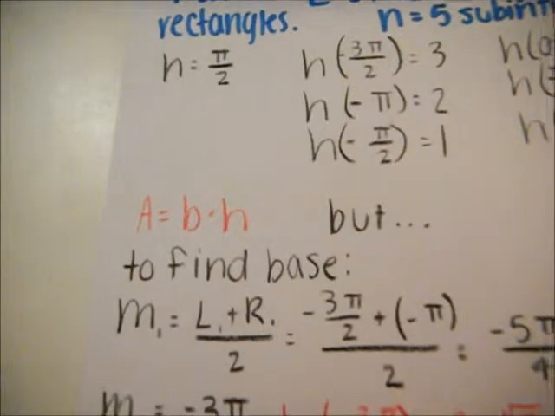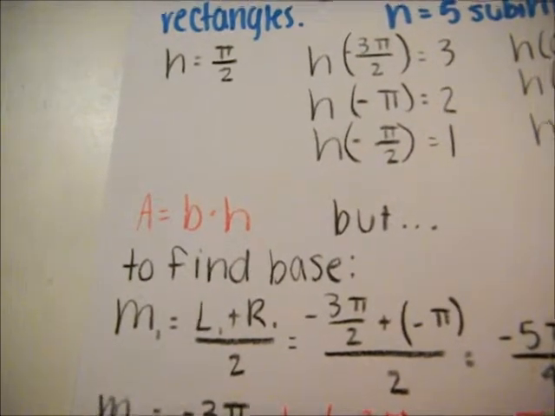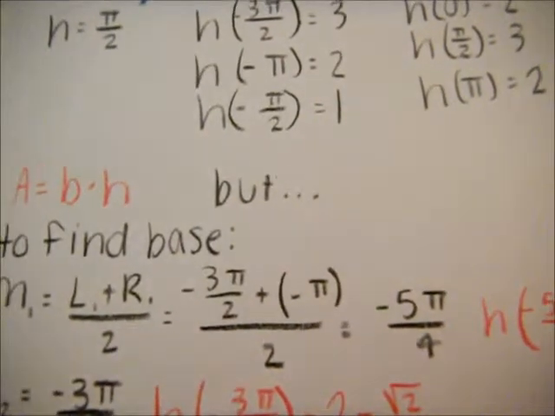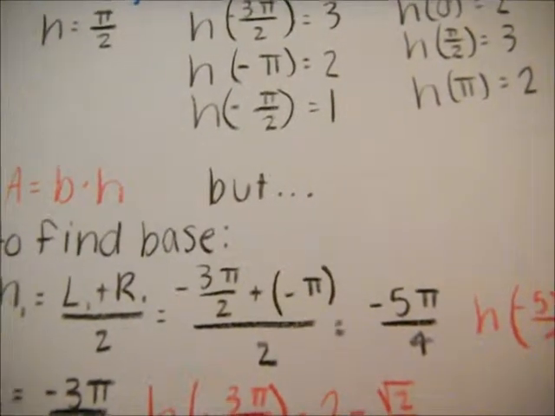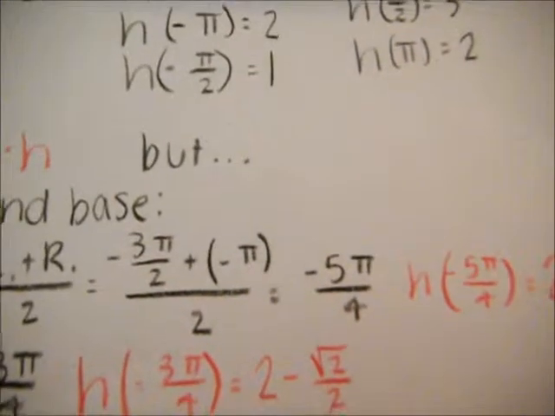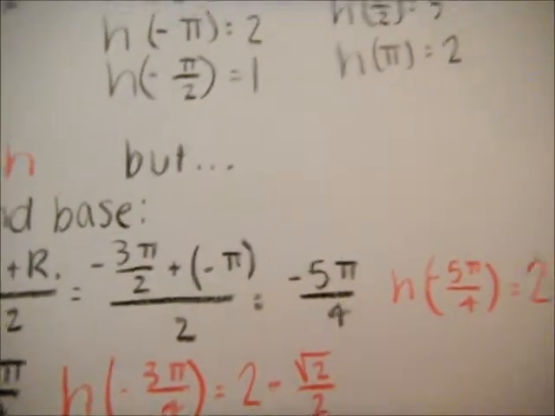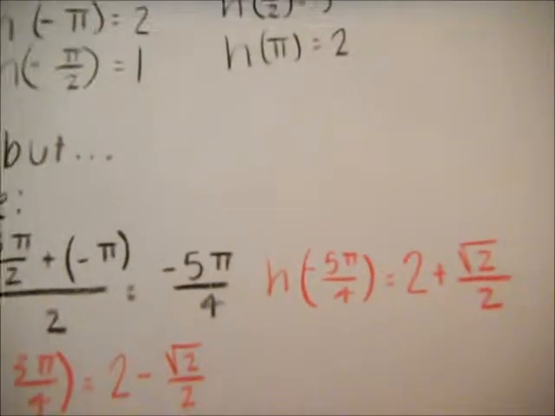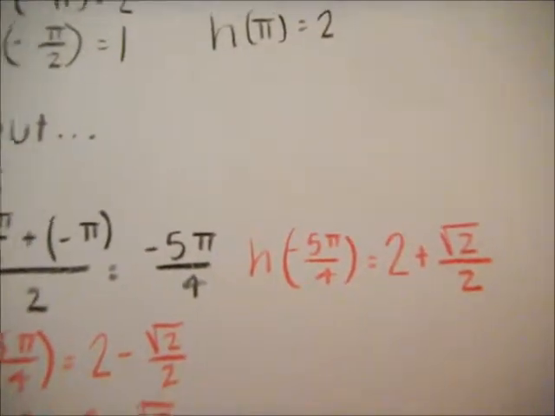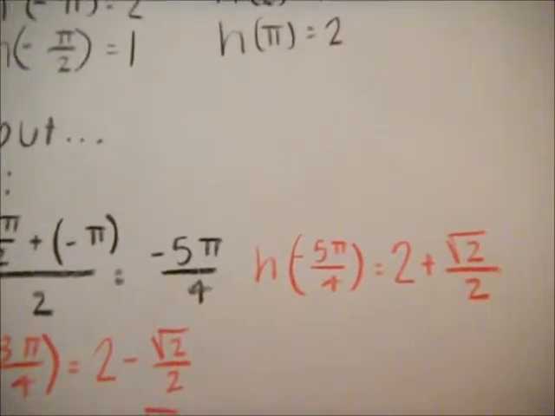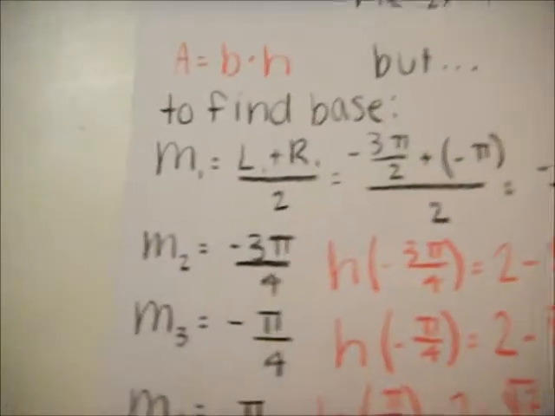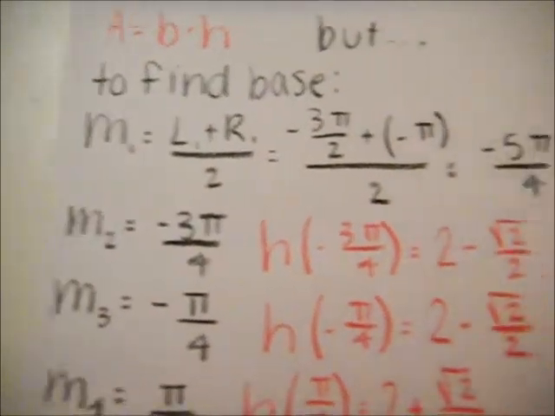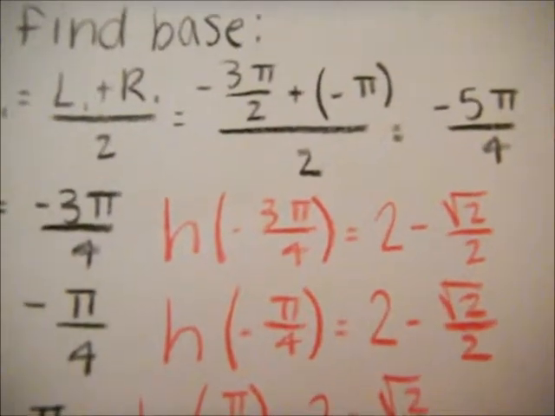So the midpoint equals the value to the left plus the value to the right all over 2. So this is the first one. Negative 3 pi over 2 plus negative pi all over 2 equals negative 5 pi over 4. Once you find this value, you must plug it into the h of x formula, and then you get 2 plus root 2 over 2. You do this with every value to find the midpoint of each base, and you plug it into the h of x formula.